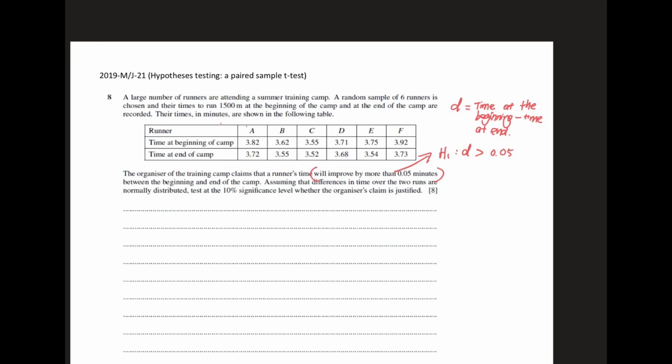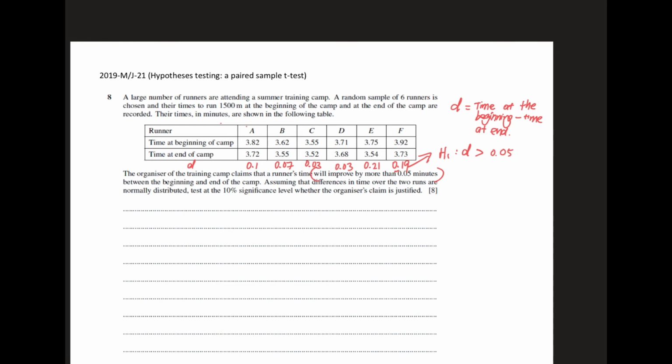Now we put our D here. Our D is going to be the top minus the bottom, so we end up with 0.1. The second one 0.07, 0.03, 0.03, 0.21, 0.19. So we get the D now.